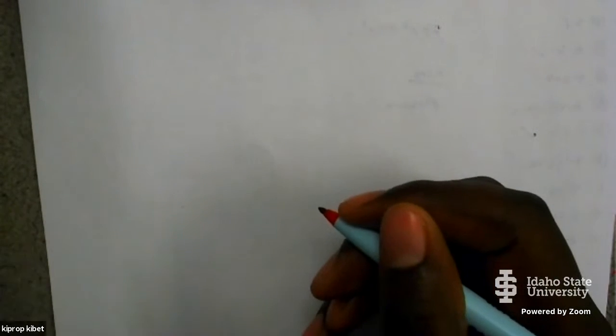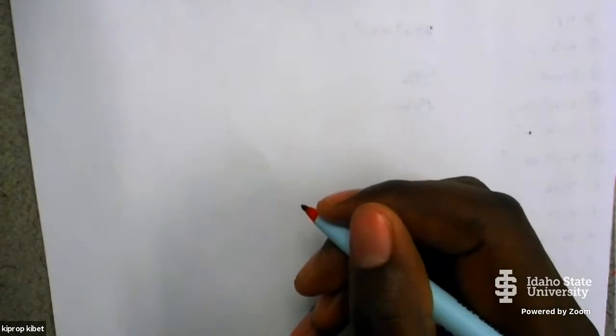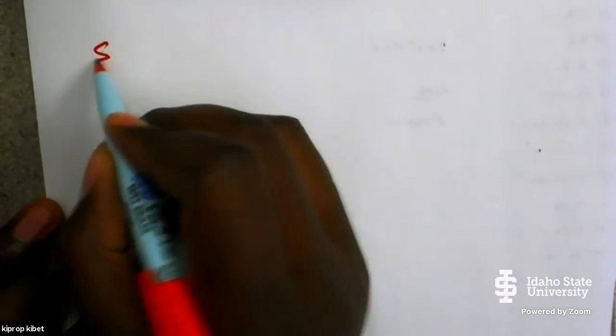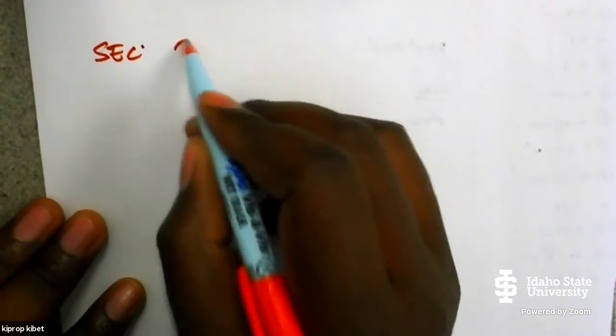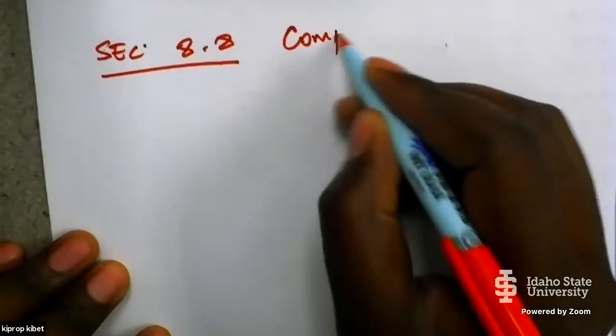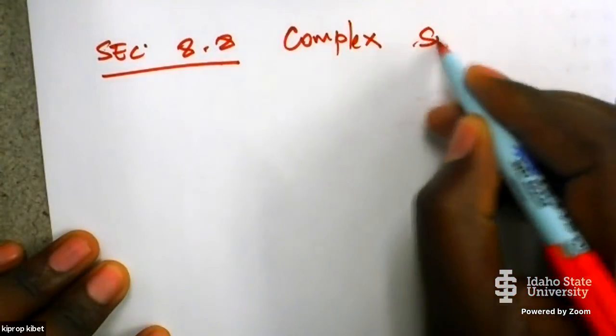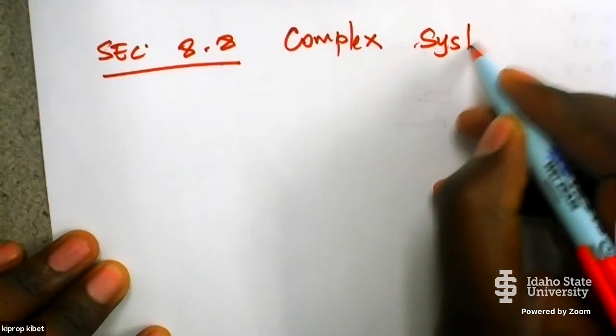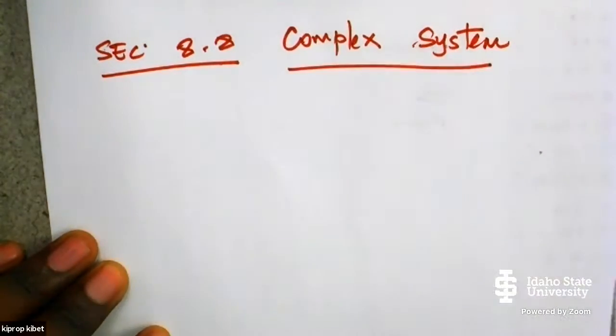So you're doing section 8.8 and 9.1. Section 8.8 deals with the use of complex systems.